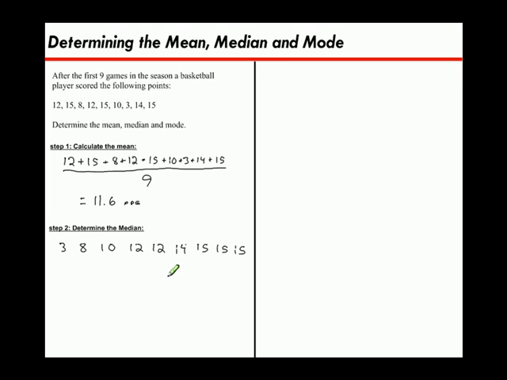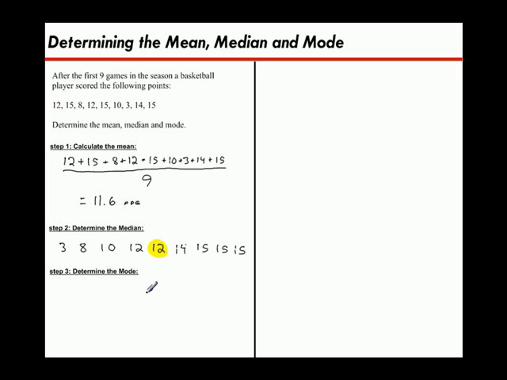Now, what's the middle number, or the median? Well, it looks like it's going to be this 12 right here, because now I have 1, 2, 3, 4 numbers on the left, and 1, 2, 3, 4 numbers on the right. So it's kind of sandwiched right in the middle between this list and this list. So that's the median, 12. Let's move on to the next one.